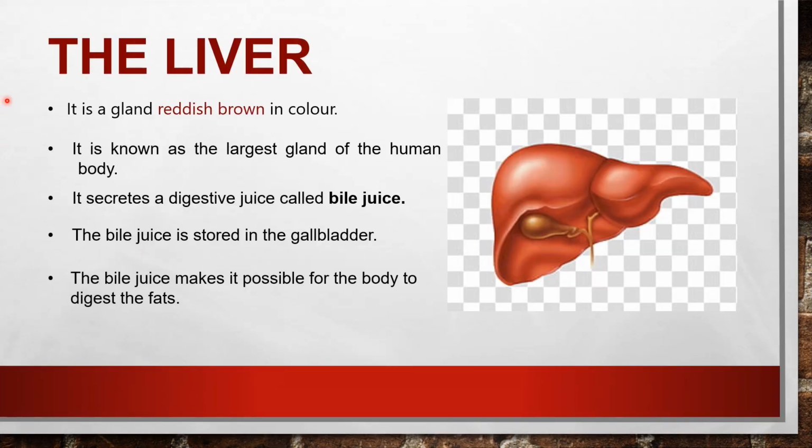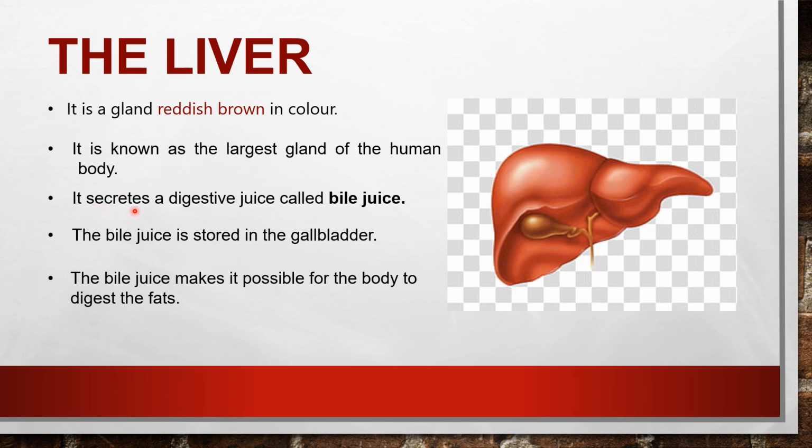The liver. We studied that the liver secretes some juices and those juices are released into the small intestine. Here it is the liver, and it is a gland, reddish brown in color. It is known as the largest gland of the human body. So which is the largest gland of the human body? The answer is liver.